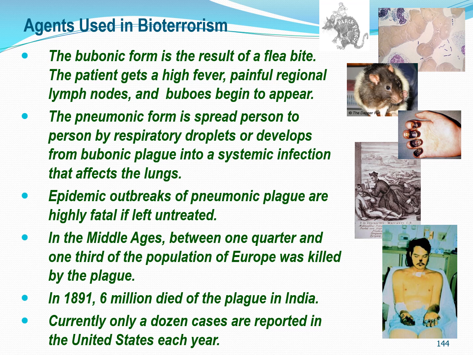The pneumonic form is spread person to person by respiratory droplets or develops from bubonic plague into a systemic infection that affects the lungs. Epidemic outbreaks of pneumonic plague are highly fatal if left untreated. In the Middle Ages, between 1/4 and 1/3 of the population of Europe was killed by the Black Plague. In 1891, 6 million died of the plague in India. Currently, only a dozen cases are reported in the United States each year.